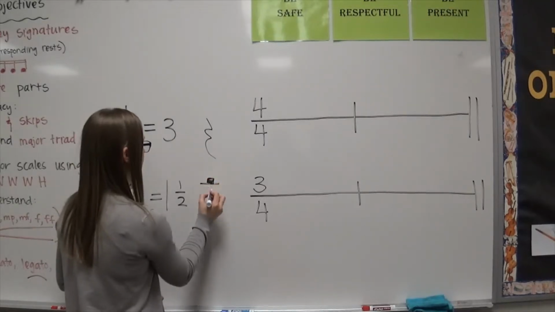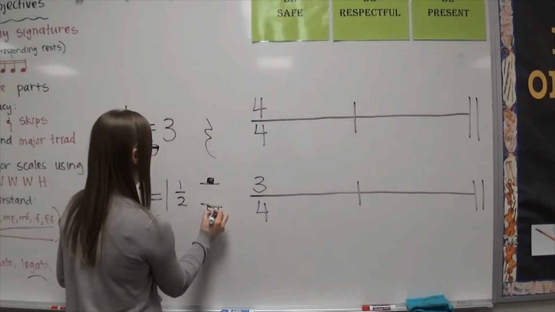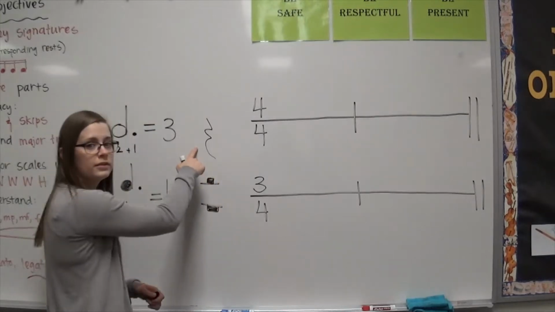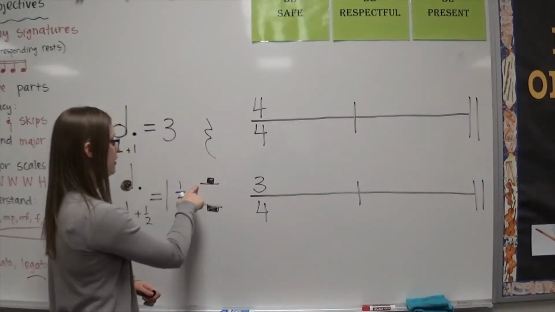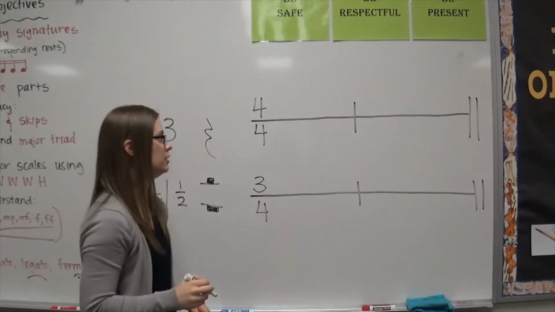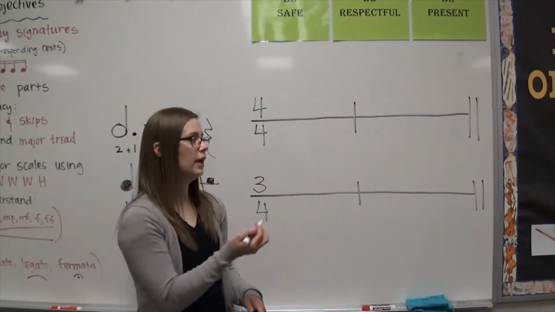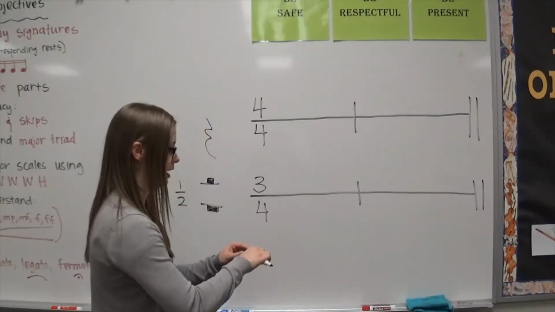Okay, and last thing we need to talk about, remember rests. So we're going to start adding them in. A quarter rest gets 1 beat, a half rest gets 2 beats, and a whole rest gets 4 beats, just like their notes. So we'll add those in and then we'll talk about how we're going to count them.